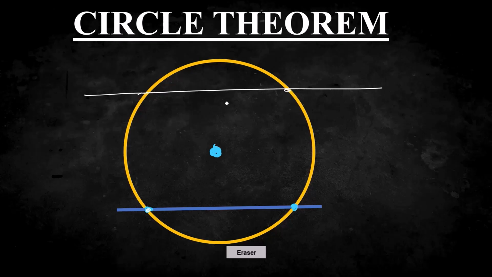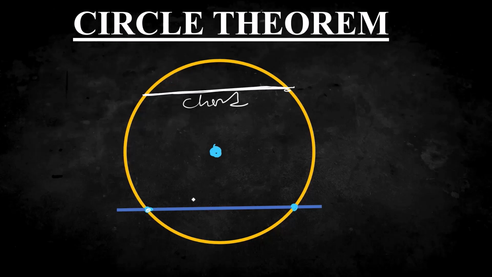Now let's notice the difference between a secant and a chord. This one is a chord and this one is a secant. This one crosses the circle, this one doesn't. Very important. All right, so that's that.